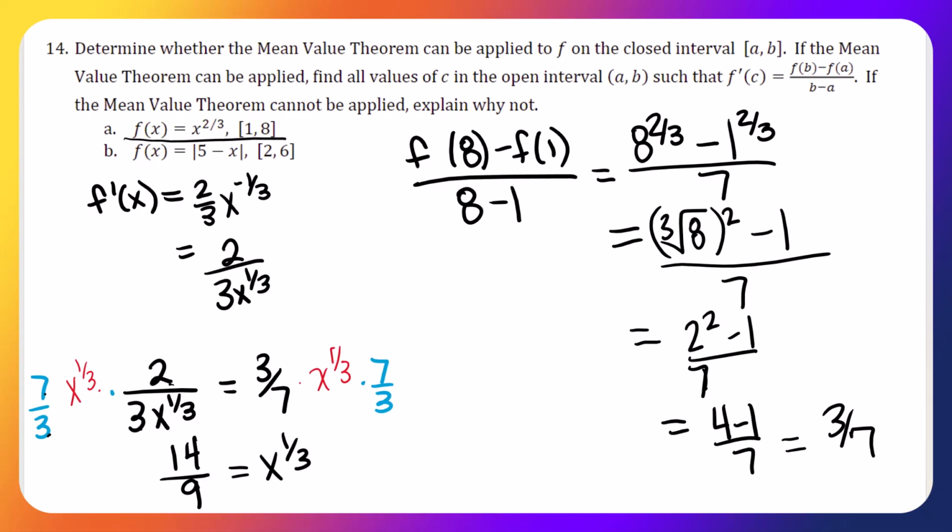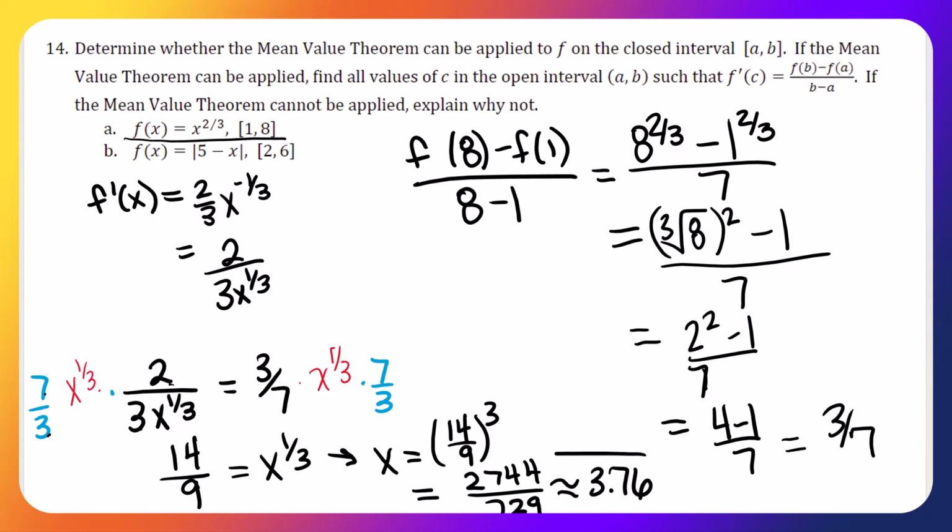So then to get x by itself, we would need to cube both sides. So that would give me x is equal to 14 over 9 to the power of 3, which would give me 2,744 over 729, which is about 3.76 for our value there.